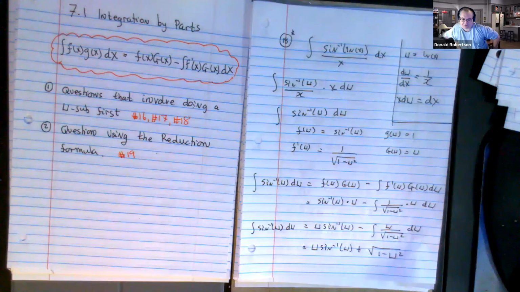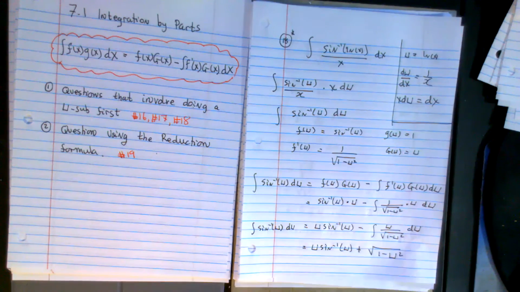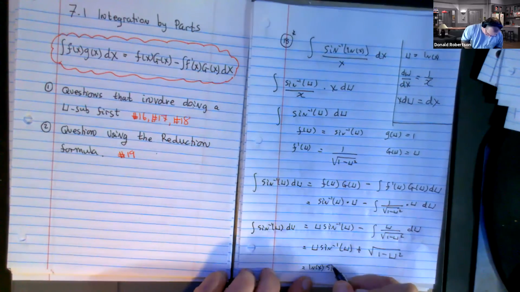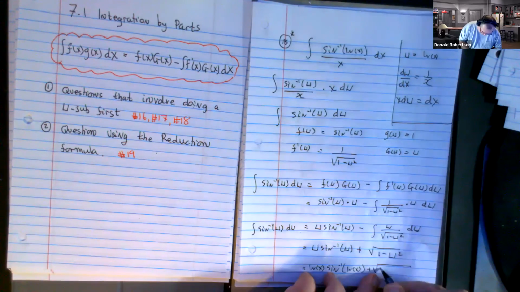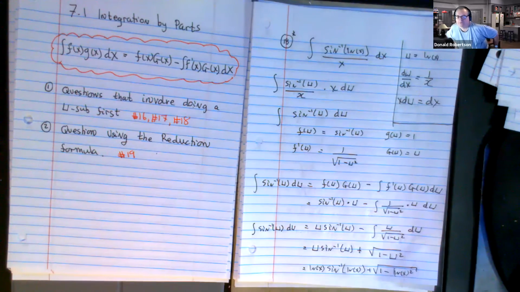And you should be really pleased with yourself if you got to there. And if you type it into WebAssign, it's going to tell you you're wrong, because I've one more thing to do. Is this the final answer? Is this the way it should look? Plug back in the x's. So it's going to be natural log of x, inverse sine of the natural log of x, plus the square root of 1 take away the natural log of x squared. That question is finished. Stick a fork in it, it's done.